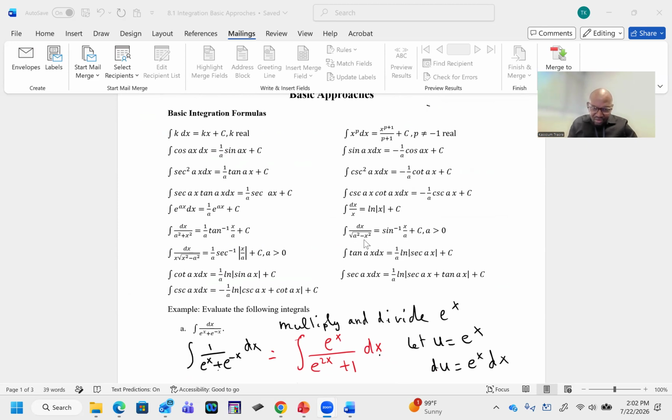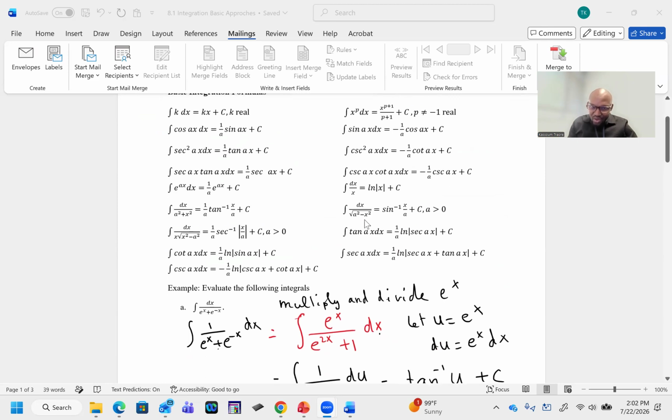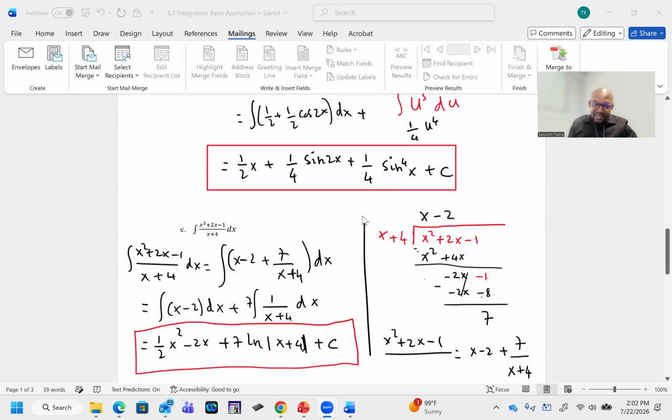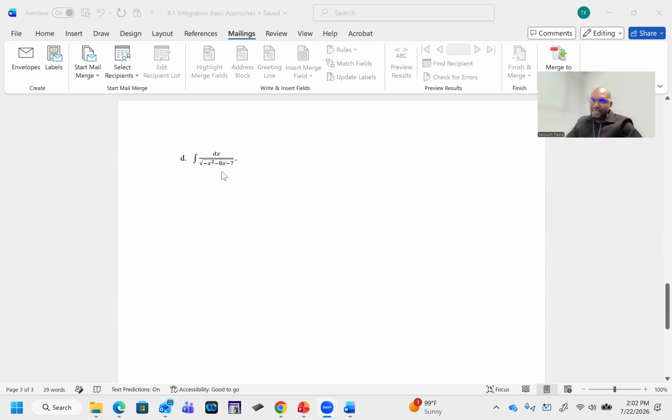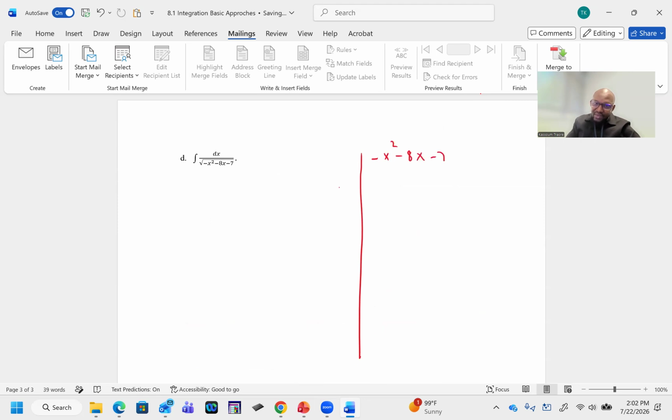So I have to rewrite this function somehow to get this term. So to do that, you can see we have what? A squared minus x squared under the radical right here. So that's something I need to do right here. So again, by doing just one step, most of the time you don't get it. So let me divide again. What we have is what? Negative x squared minus 8x minus 7.